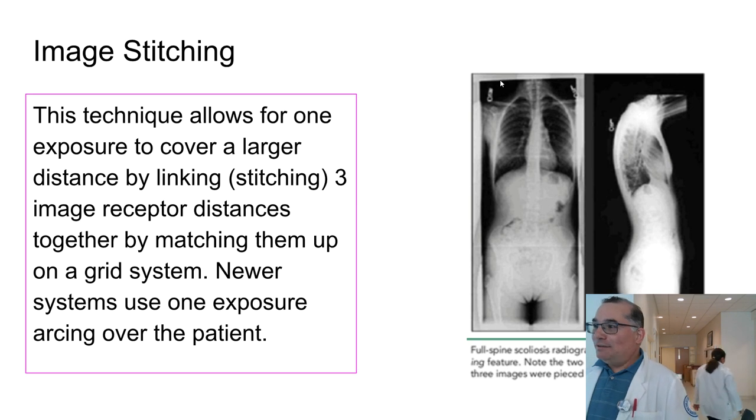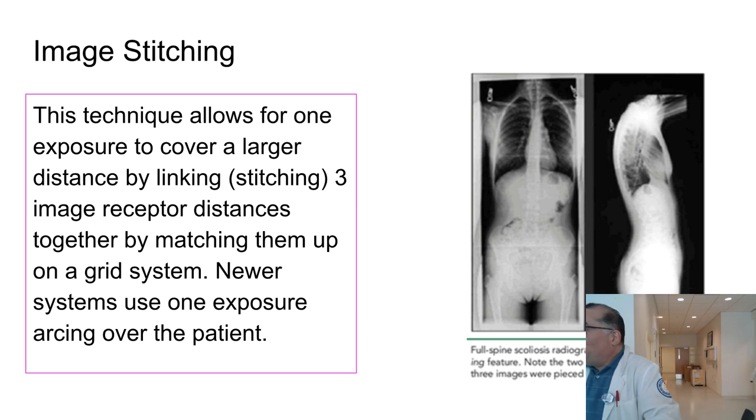Our labs are starting. All right, how about image stitching? Anyone see this before? Scoliosis, what did you see? Scoliosis, but how was it done? Big cassette or no cassette? So you split it in half or you do one side and then flip it and do the other side? Yeah. I've seen that before.